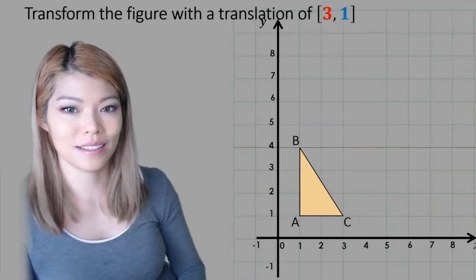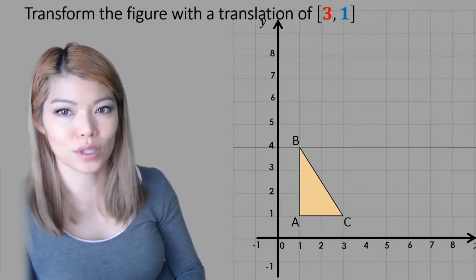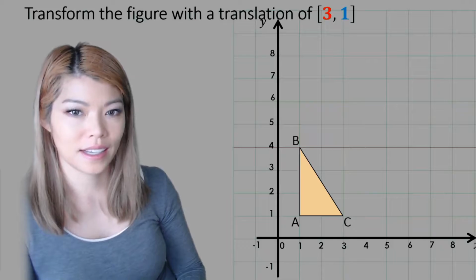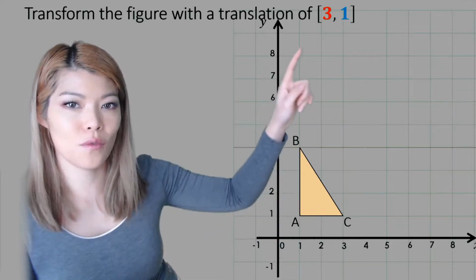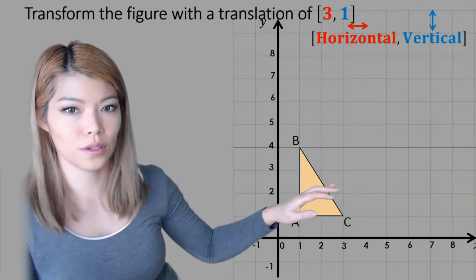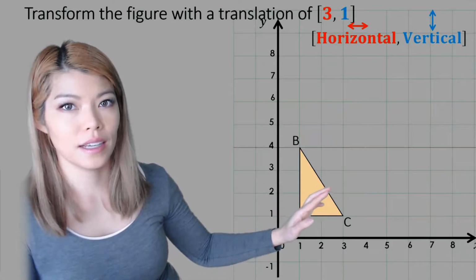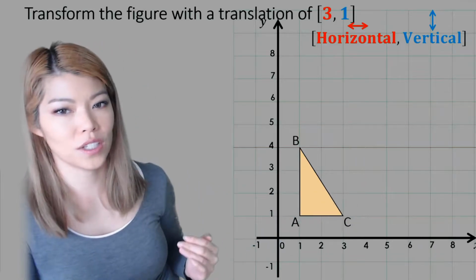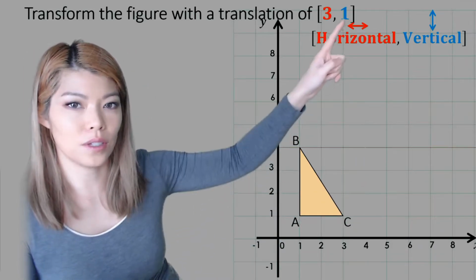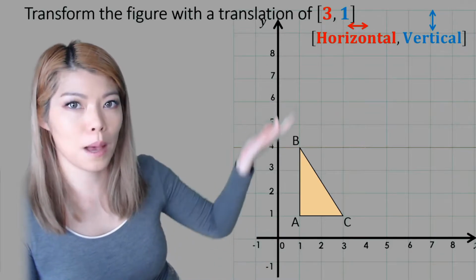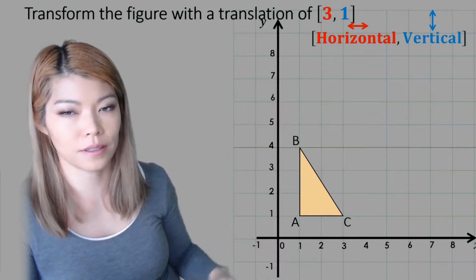Okay, let's have a look at this example. Transform the figure with a translation of 3, 1. Here's a shape. 3, 1 means the 3, or the first number, is a horizontal value, so moving left and right. Being positive means we move to the right. Being negative means we're moving to the left. And the second value is up and down. So positive means up, negative means down.